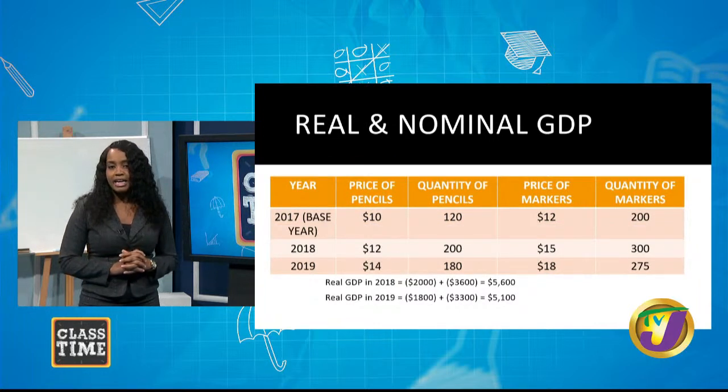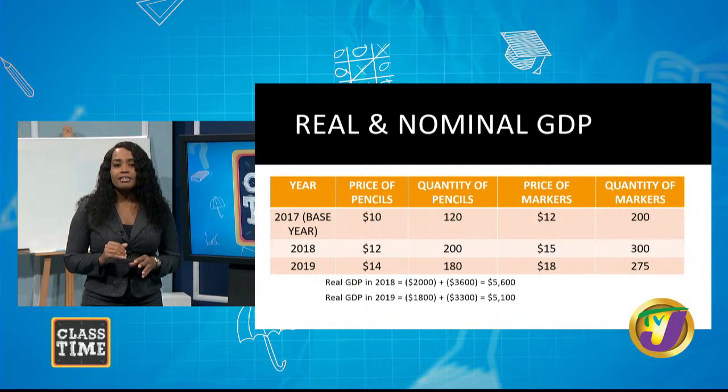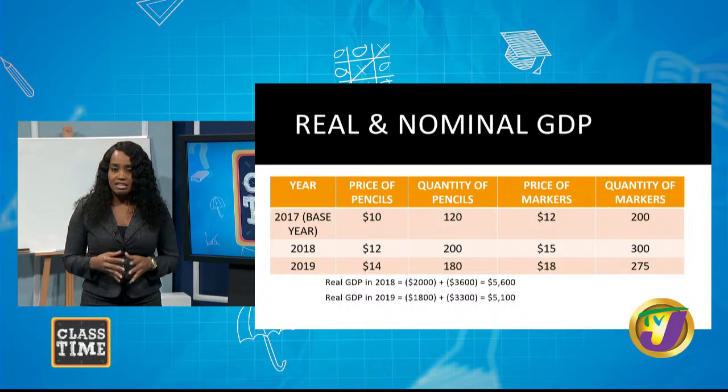Now, if we're looking at real GDP and we select 2017 for the base year, what this simply means is that we are going to calculate the income that the country earned in the other years, 2018 and 19.